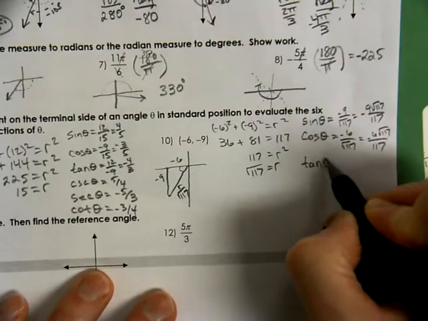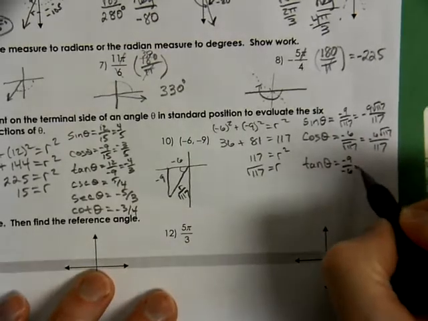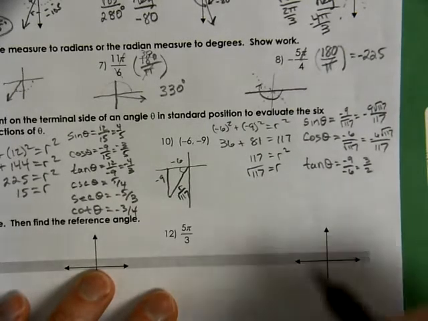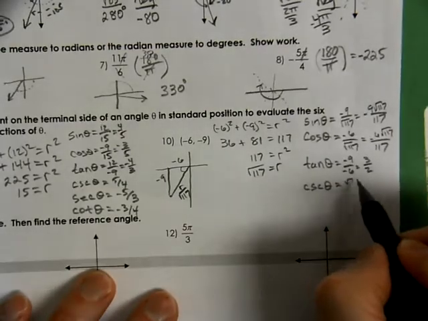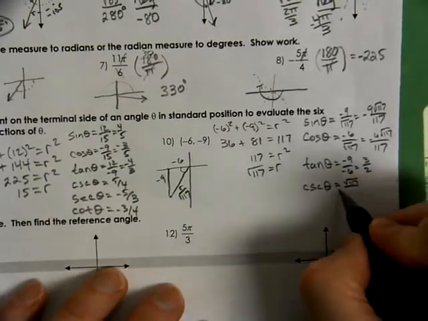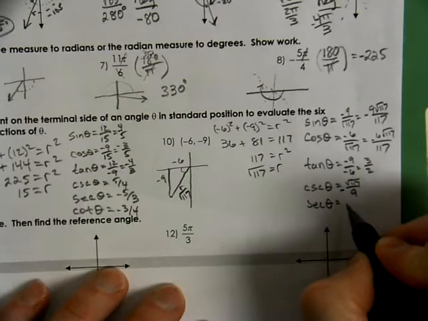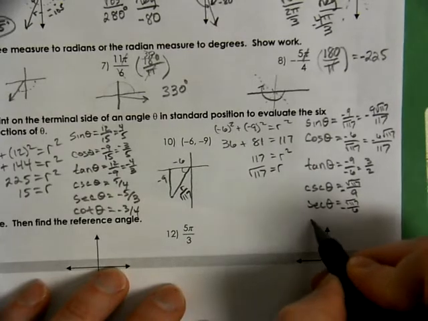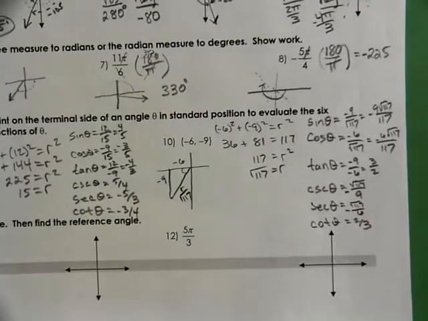The tangent is opposite over adjacent. 3 goes into that 3 times, 3 goes into that 2 times. So it's 3 halves, or 1.5. The reciprocal of sine is going to be square root of 117 over negative 9. The reciprocal of cosine is square root of 117 over negative 6. And cotangent is the reciprocal of tangent.